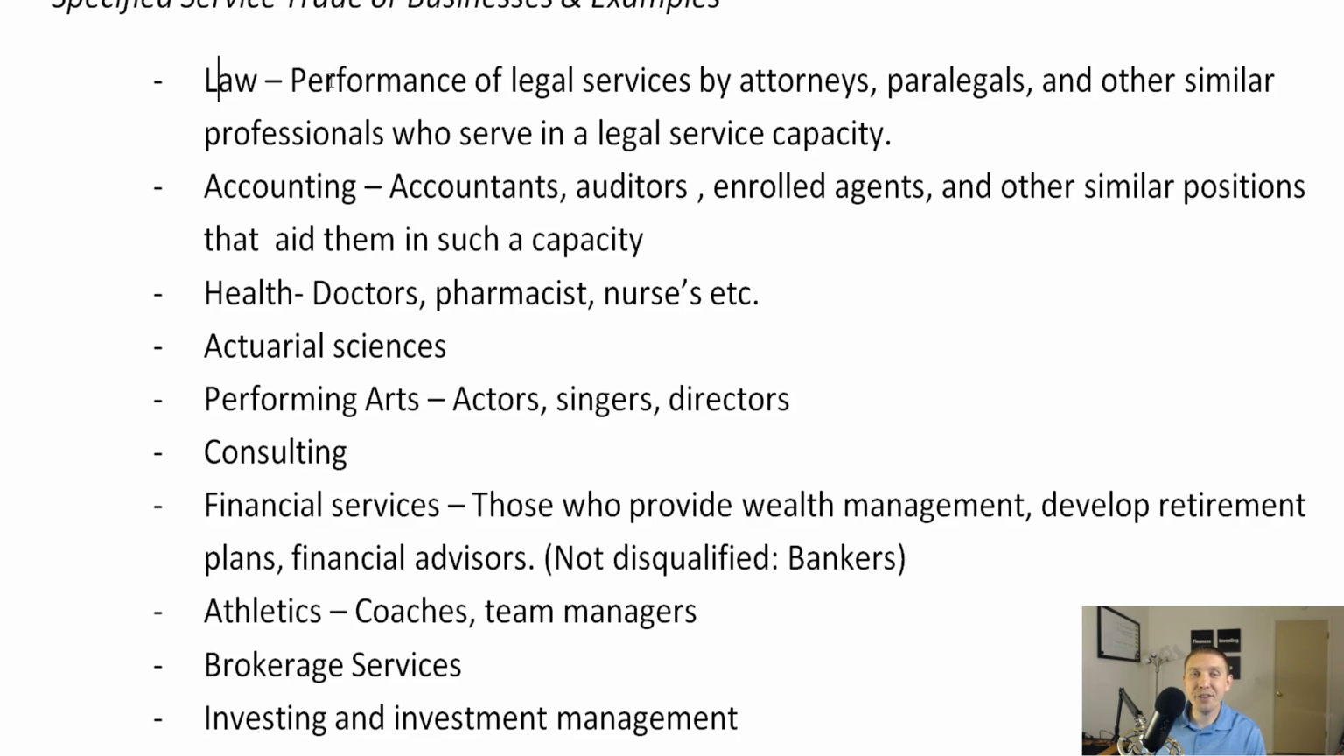Now let's look at some examples of these SSBs, the specified service, trade, or business. If your business is in the field of law and you are engaged in the performance of legal services by attorneys, paralegals, and other similar professionals who serve in a legal service capacity, you're an SSB. If you're an accountant, hey, that includes me. Accountants, auditors, enrolled agents, and other similar professions are considered service types of businesses.